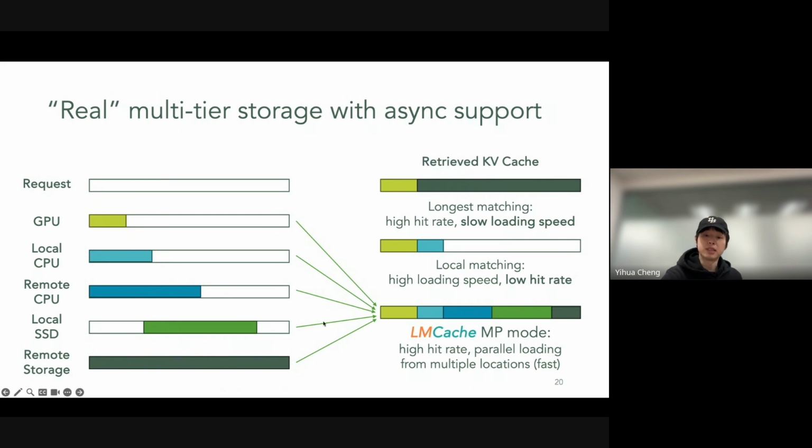So by doing this, we can actually have a higher hit rate. And also it will be fast because we are loading in parallel from multiple locations. And we're not loading a lot of things only from remote storage, but we are prioritizing trying to load as much from the faster storage as possible. So that is another very, very useful thing when using this MP mode.